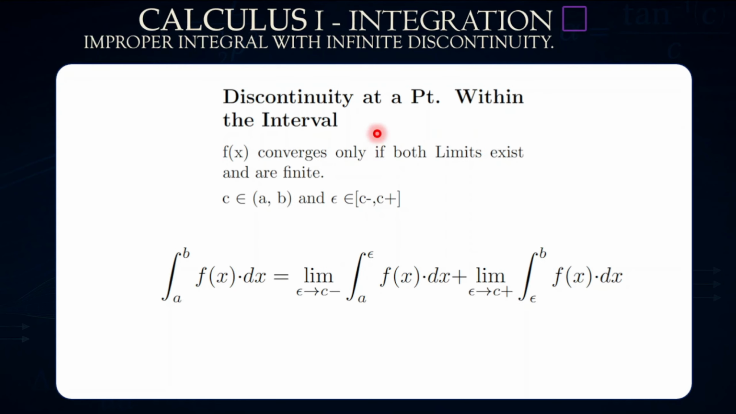And the third case, discontinuity at a point within the interval. The integral converges only if both limits exist and are finite. You have c, which is an arbitrary point chosen between a and b to split the integral, and epsilon is between c minus and c plus. So the integral from a to b of f(x) dx is equal to the limit as epsilon goes to c minus of the integral between a and epsilon of f(x) dx, plus the limit as epsilon goes to c plus of the integral from epsilon to b of f(x) dx.